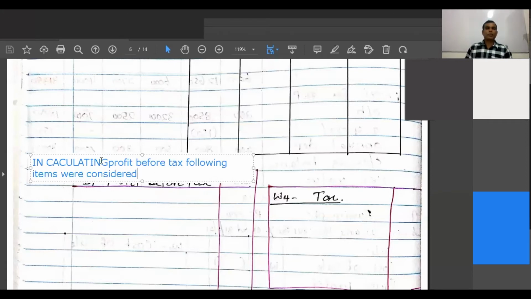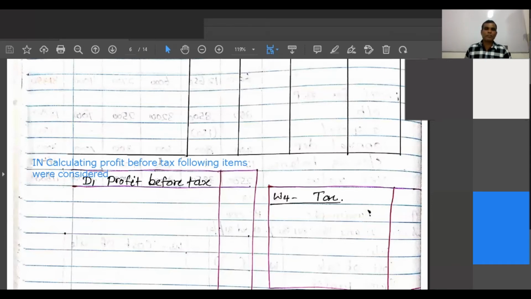Understood. In calculating profit before tax, the following items were considered. Now keep in mind, this is a kind of disclosure. In calculating profit before tax, this sentence is not compulsory, but it is better for you to write. In calculating profit before tax, the following items were considered.